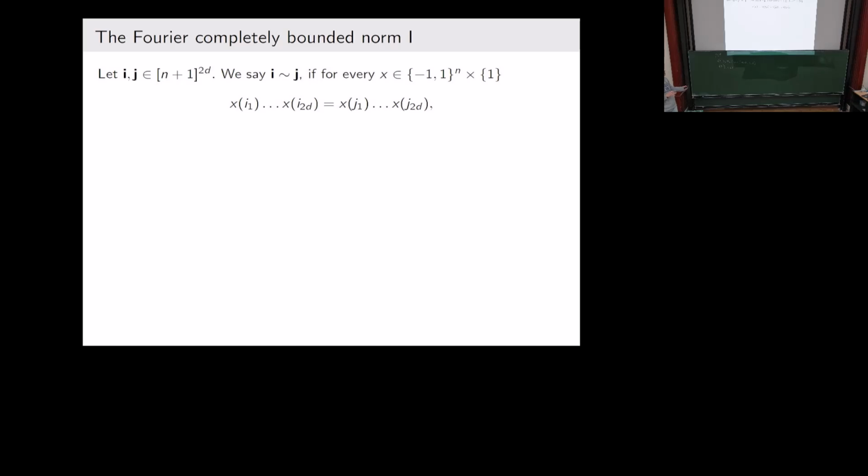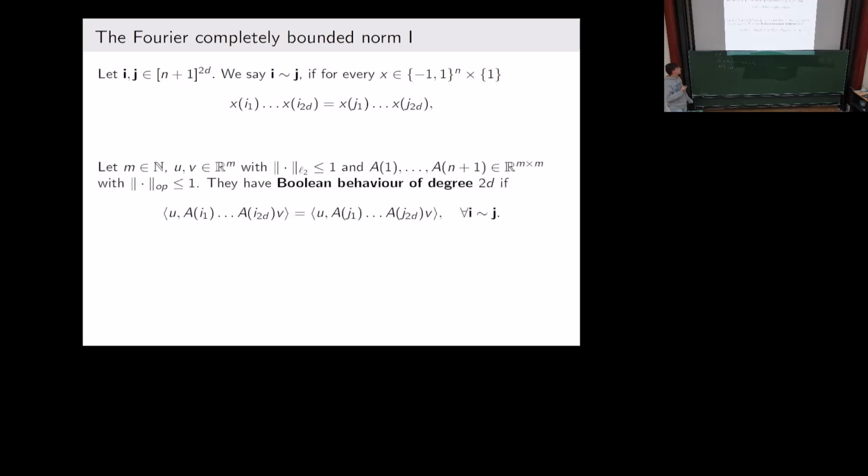Here we have an extra variable that is always 1, the n plus 1 variable, and we kind of need it. We are going to see why in a few moments, but this is the relation that we need. And with this relation, we can define when some matrices behave like Boolean strings. And that is what we are going to do now.